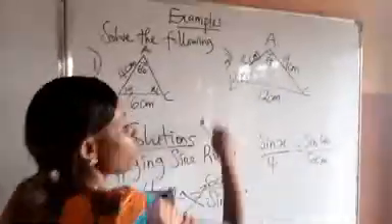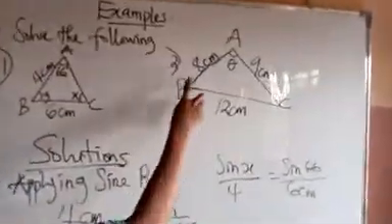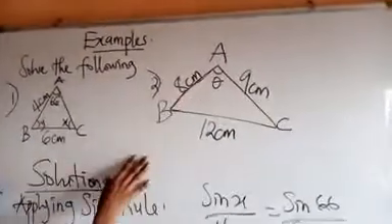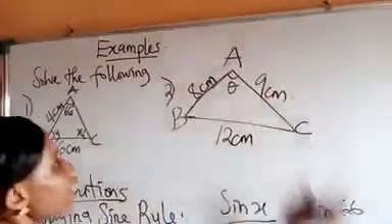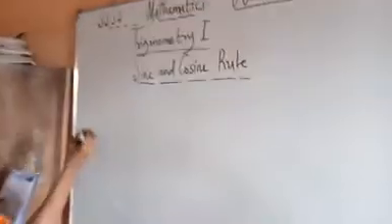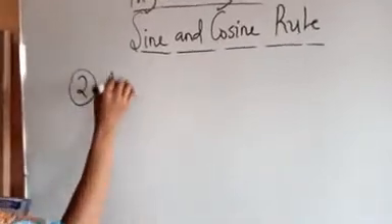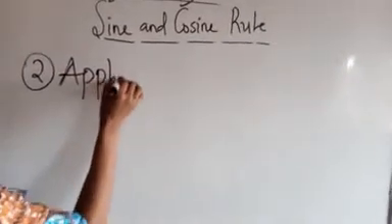The diagram for question 2, observe you have 3 sides given. So you can find the angle. When 3 sides are given, you apply the cosine rule. That is condition number 3 for applying the cosine rule. So for solution 2, we are applying the cosine rule.